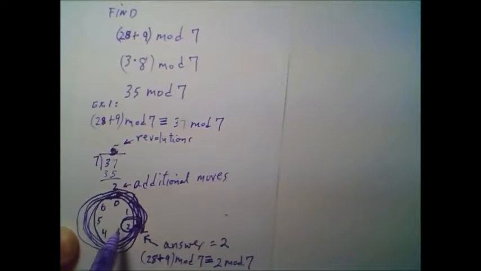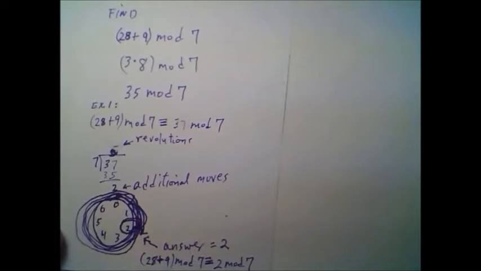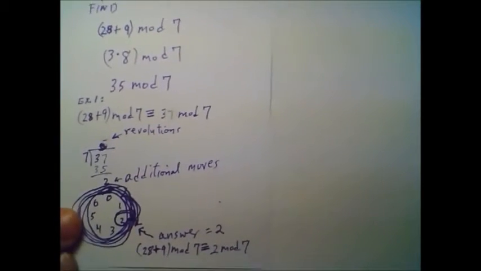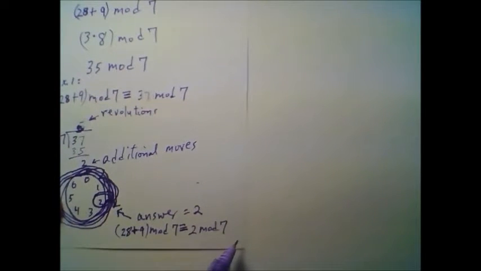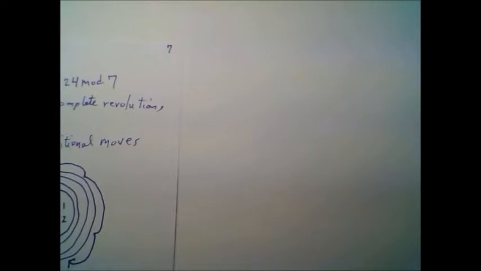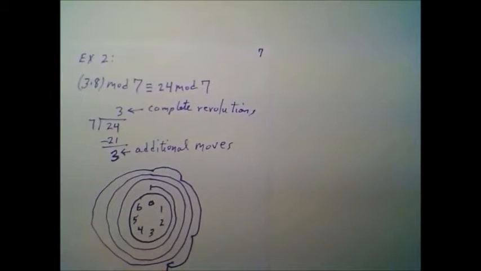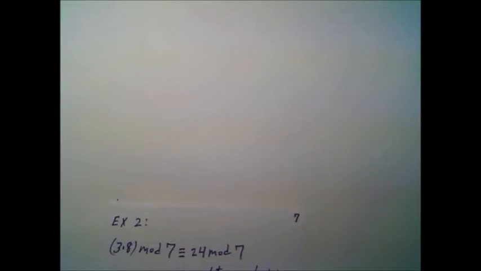So as indicated here, we had 5 revolutions. We went around 5 times, and the remainder was 2. So we had to go 2 additional moves, and we ended up at 2, which was the answer to the problem. So once you do the revolutions and the additional moves, the answer is very, very simple. It's wherever you end up. Alright, let's look at the next example.